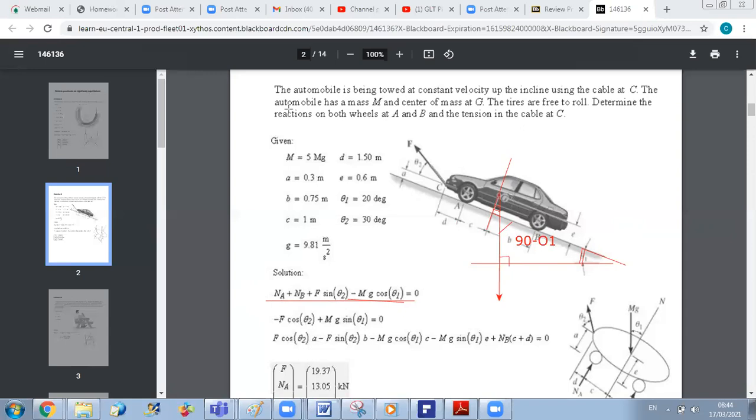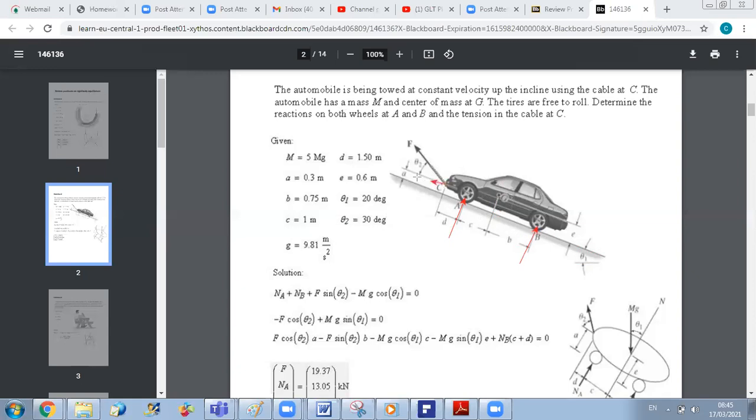Now, my second relation, I can get by projecting along X. Okay? So if I project my forces along X, what do I have? As we said, NA and NB are already perpendicular to the inclined line, so no component along X.